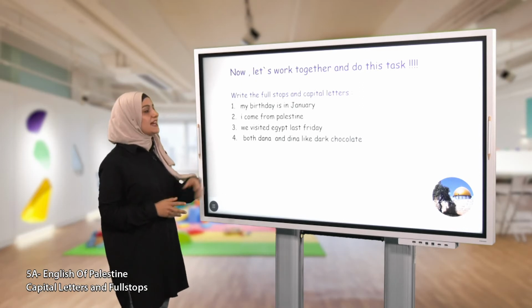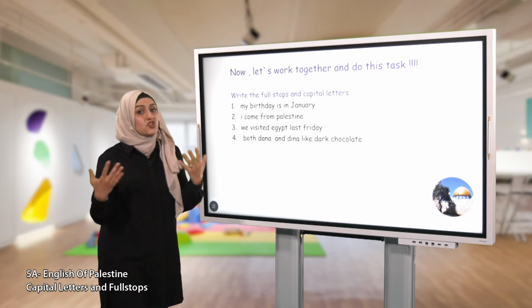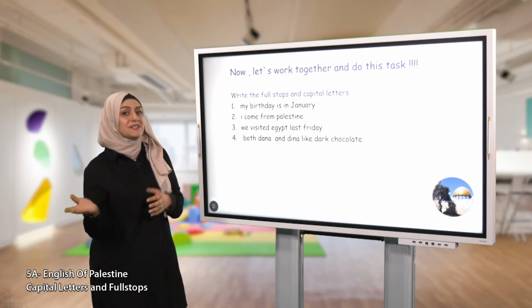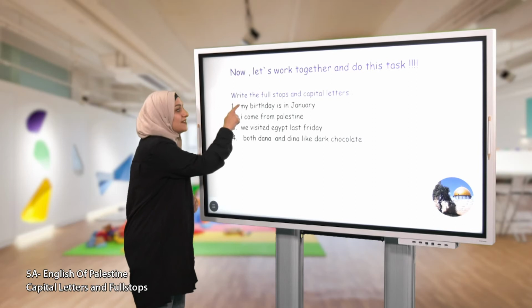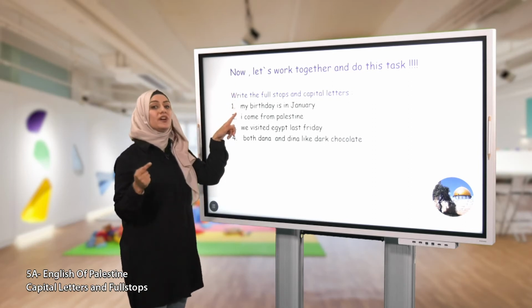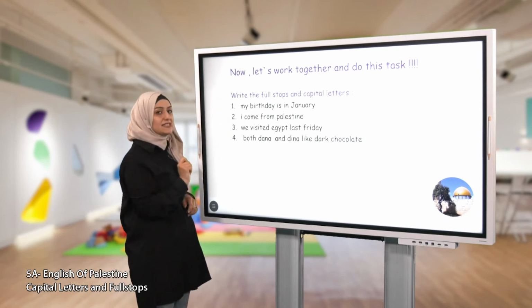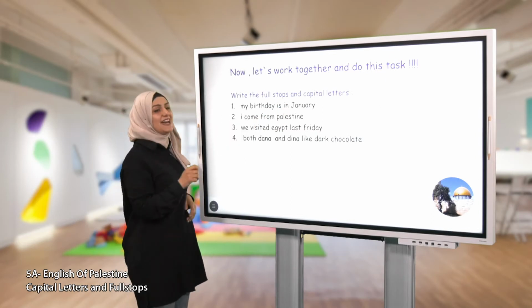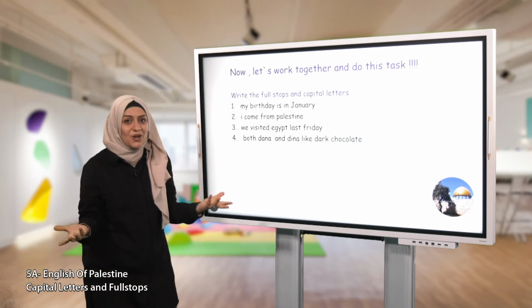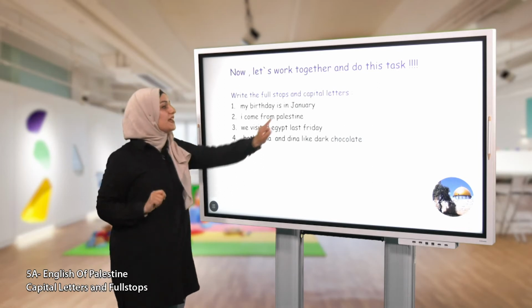Now let's work together and do this task. Let's check our knowledge and understanding of full stops and punctuation marks. Okay, write the full stops and capital letters in these sentences. I will read the first sentence. Try to work with me. My birthday is in January. Notice that we should start with a capital letter because it's the first word in the sentence. So the M should be capitalized. January also here is a capital letter because it's the name of a month. And at the end of this sentence, what should we put? We should put a full stop here.